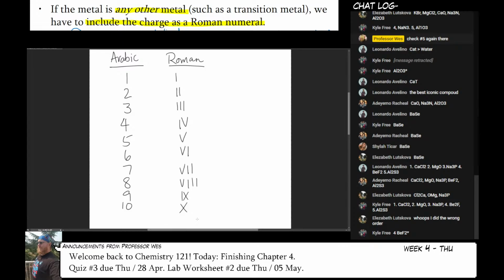And then the last place that we use Roman numerals is naming ionic compounds. So, all right, so there's the Roman numerals. We're going to use those. And remember that the Roman numeral indicates the charge on the ion for the metal that we're looking at. You're never going to use a Roman numeral for a non-metal, only for the metal.